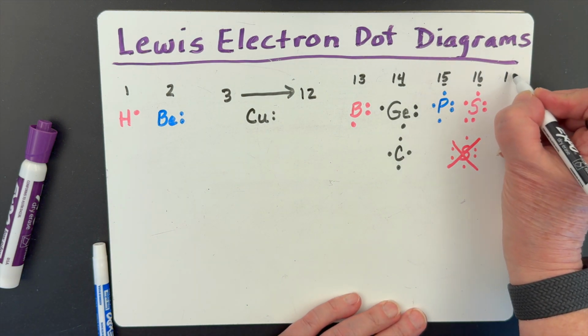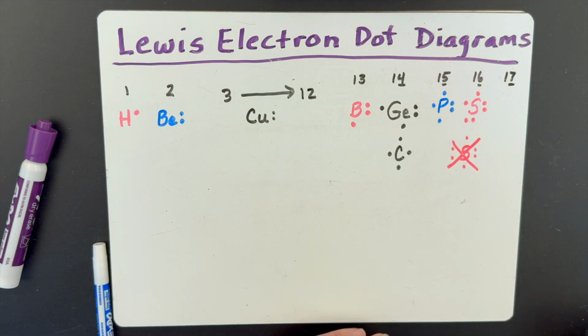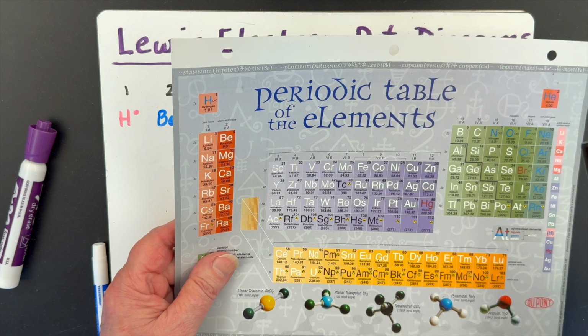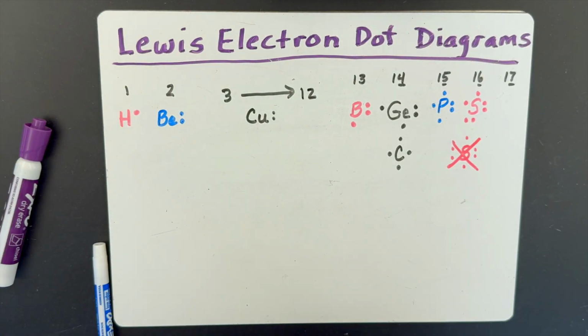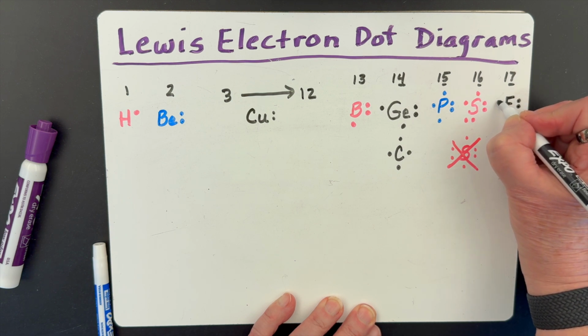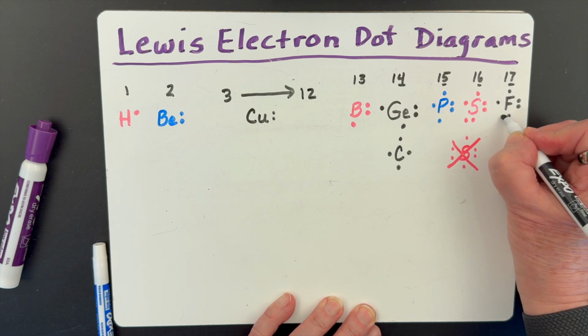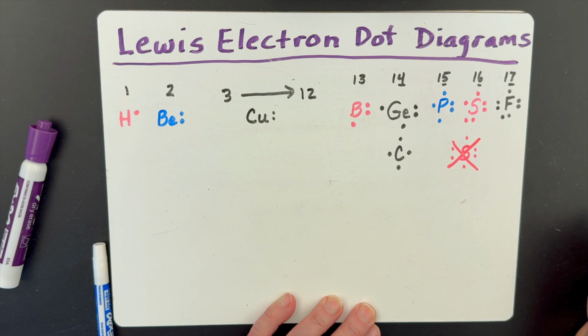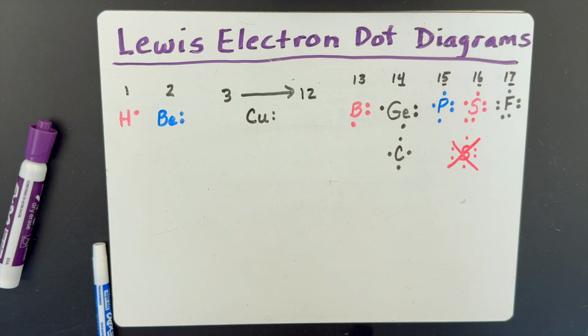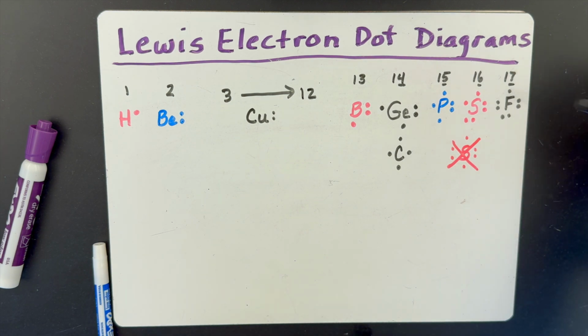Column 17 has 7 outer electrons, 2 S's, 5 P's. So if we do fluorine, 2 S's, 1, 2, 3, 4, 5 P's. Notice it will only make 1 bond. This is the only place where a bond can form, where we have an electron that's by itself.